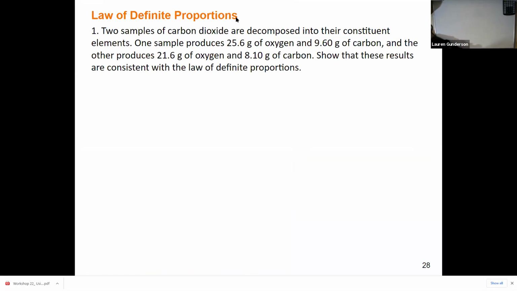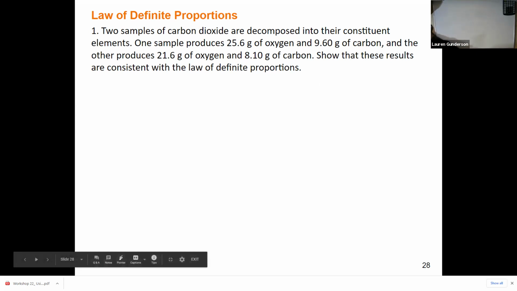So we're starting here with the law of definite proportions. This question is asking us to prove that the results that are described here are consistent with the law of definite proportions. Okay, so we should see that the breakdown of the ratio of carbon to oxygen in each of the samples is the same for it to be consistent with the law of definite proportions.